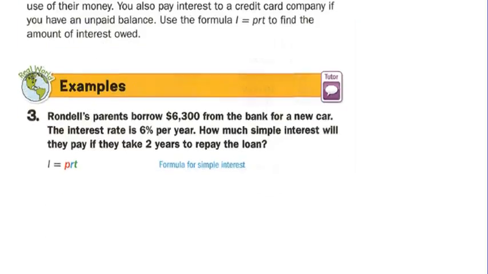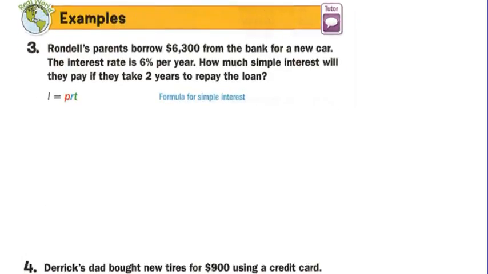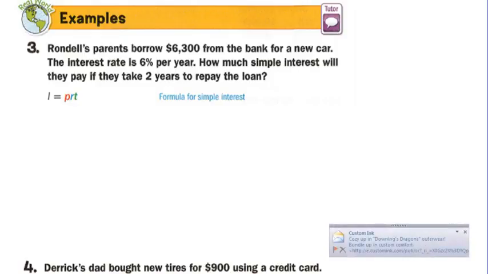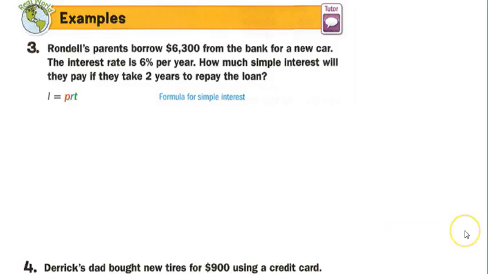So in number 3 here, Rondell's parents borrow $6,300 from the bank for a new car. The interest rate is 6% per year. How much simple interest will they pay if they take 2 years to repay the loan? So again, exact same formula. Nothing has changed at all. All right. We have interest equals your principal times the rate times the time. So your interest is what we're trying to find.